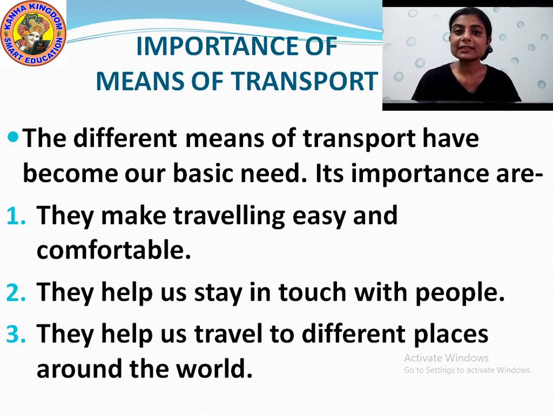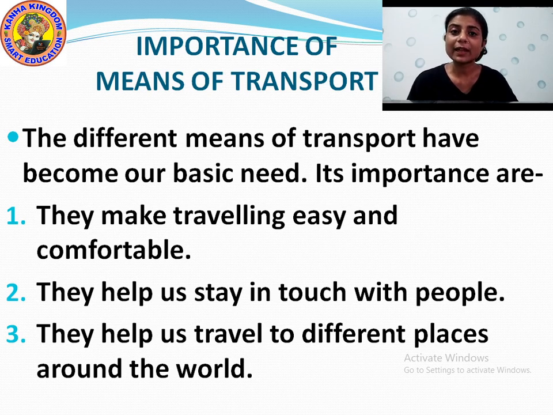Yes or no? Since these vehicles have become our basic needs, there is some importance of these different means of transport. The cars, the buses, the train, aeroplane, ship, all these vehicles are becoming our basic need. Why are they becoming our basic need? Because to travel from one place to another, we use different vehicles. Yes or no?